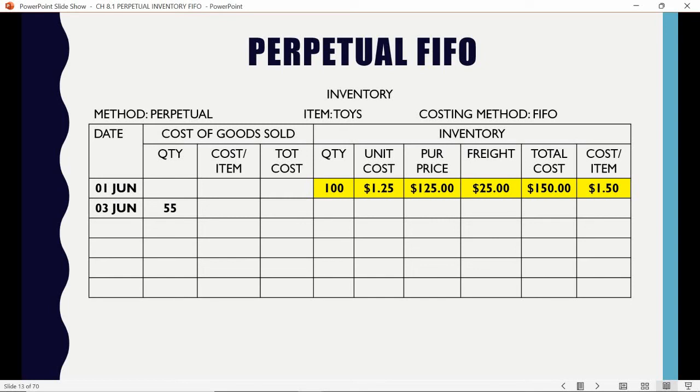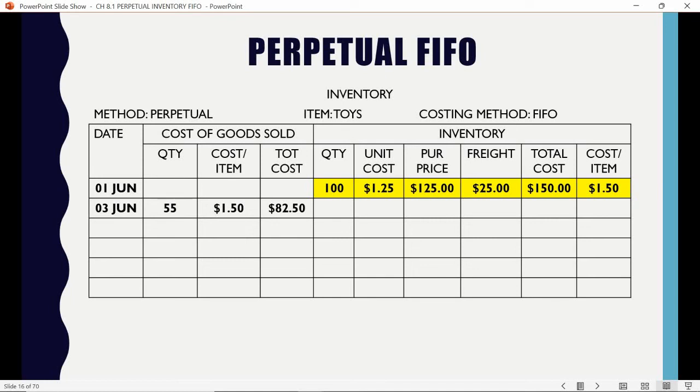So therefore, if I'm going to sell 55 of these toys, how much is it going to cost me? Well, my inventory cost me a total of $150, which I broke down to per unit. So in this case, it's going to cost me $1.50 per unit. And that's exactly what I'm going to do. I'm going to take this cost per item and plug it into this right here, and figure out what my total cost of goods sold is. So I need to do my calculation. 55 times $1.50 is going to give me $82.50.